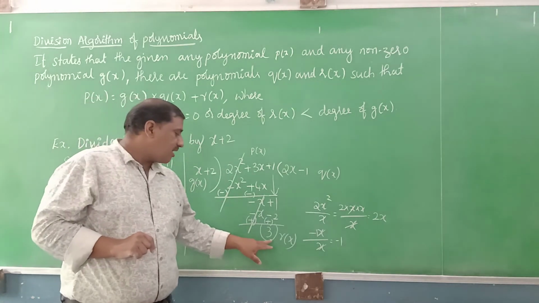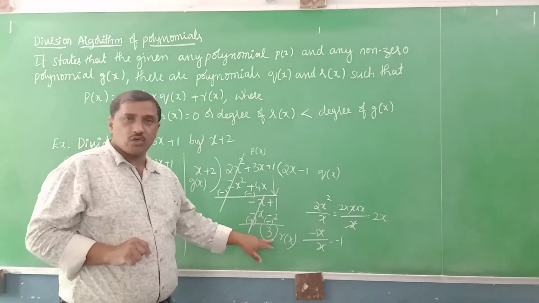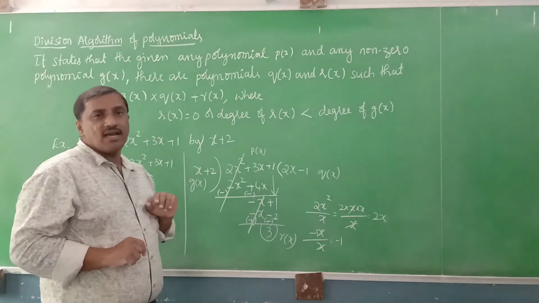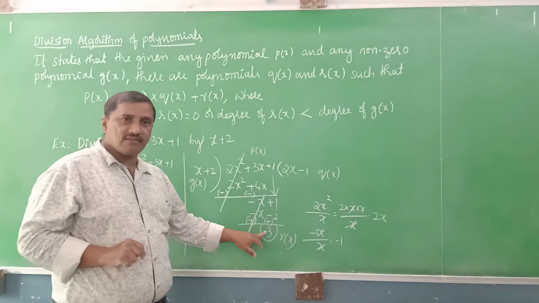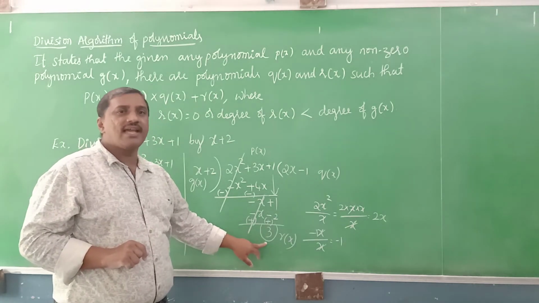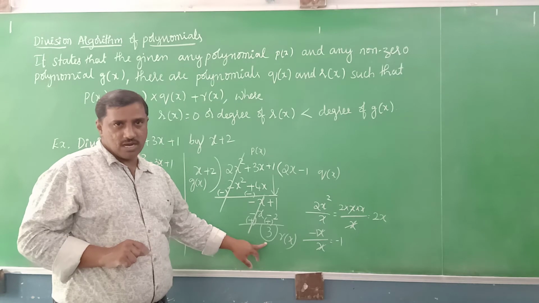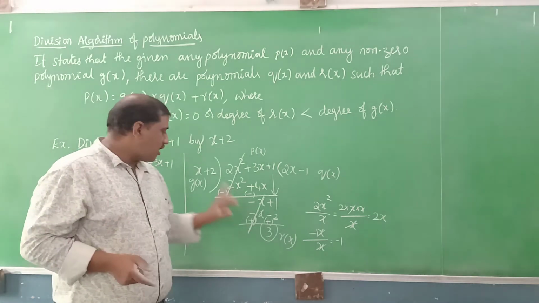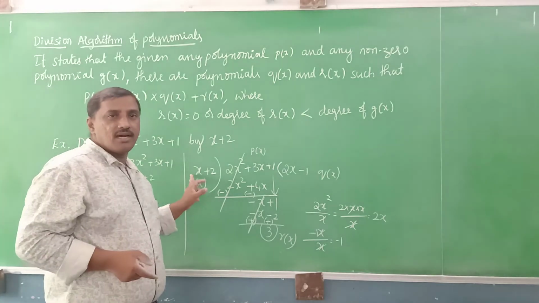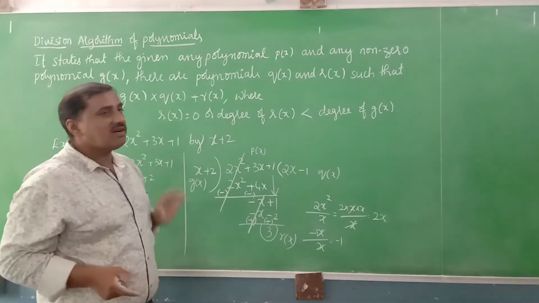See that the degree of the remainder R of x should be less than the degree of the divisor polynomial. Here, the remainder is 3, a constant. Its degree is 0. 3 can be written as 3 into x power 0. X power 0 is 1. That's why its degree is 0, and here the degree is 1. It is satisfied. Now we will check whether the division algorithm is satisfied or not.